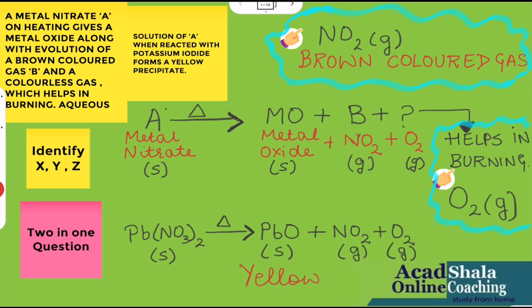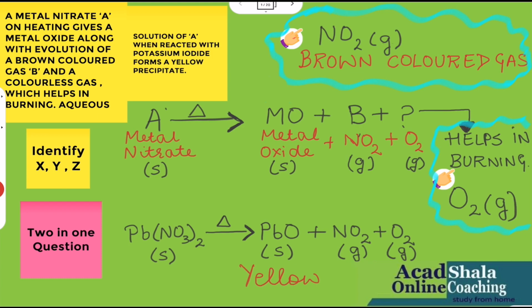And one more hint is also given in the question itself, a colorless gas which helps in burning. We know that. Which is the gas which helps in burning? It is oxygen. So there are two clues in this question, which make our question easy to solve. Now, with the two hints given in the question, we are able to solve this question very, very easily.